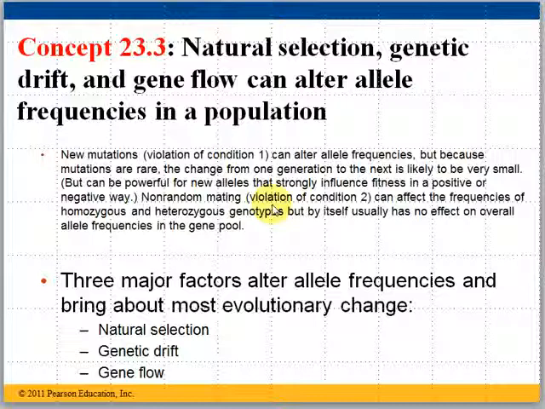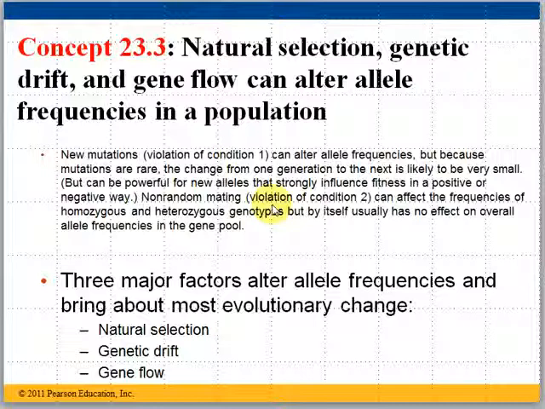It says natural selection, genetic drift, and gene flow can alter allele frequencies in a population, and we're going to look at all three of those, and we're going to find out that natural selection is the primary mover and shaker when it comes to adaptive evolution, but genetic drift and gene flow are both important, and they also will affect the various allele frequencies in a population.